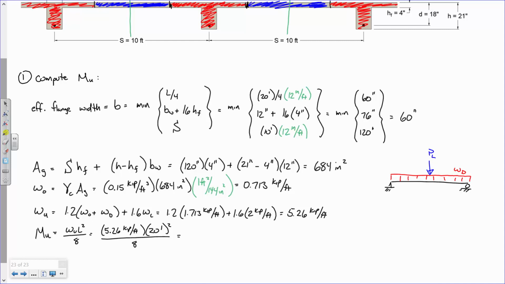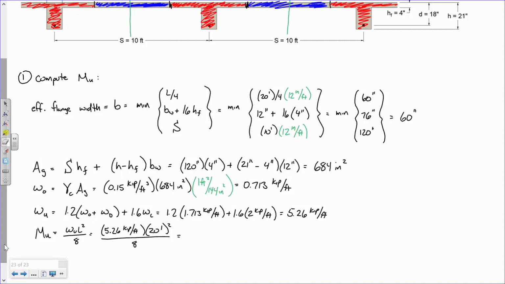So, yes. When you're solving for W naught, where did you get the 0.15? Okay, that is the unit weight of concrete. That is the unit weight of reinforced concrete. Unless otherwise stated, that's what we're using the whole semester. So, all right. Any other questions?